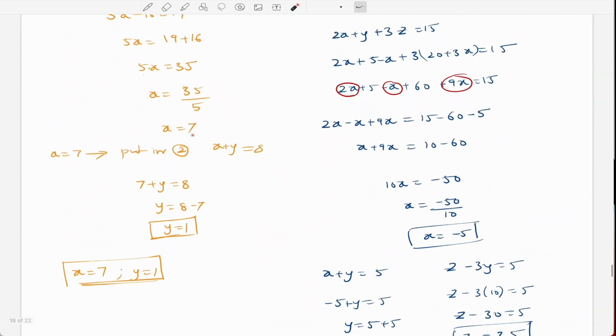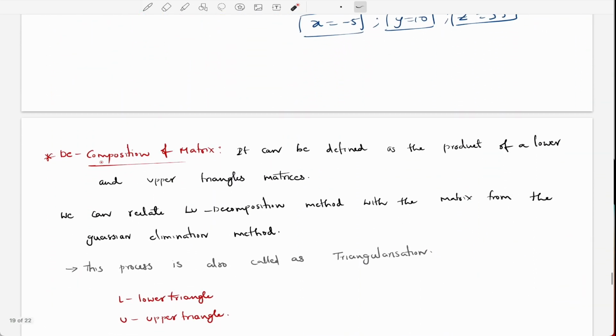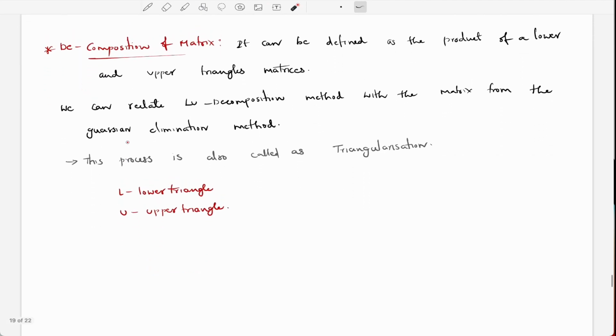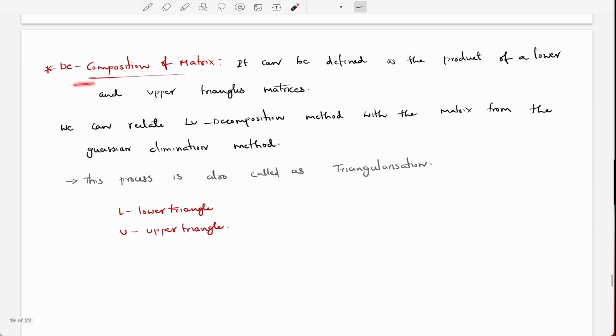Today we're going to discuss something known as decomposition of matrices. Just a different word. What do you mean by decomposition? You can Google it. What is the decomposition of matrices? It can be defined as a product of lower and upper triangle matrices. We have discussed what lower triangle matrices and upper triangle matrices are. Don't worry, I'm going to explain it here.